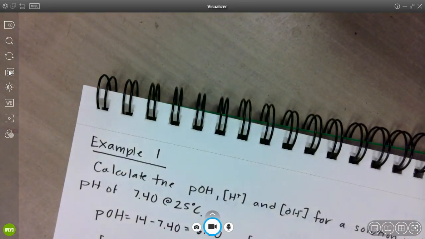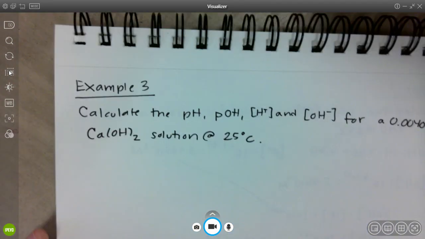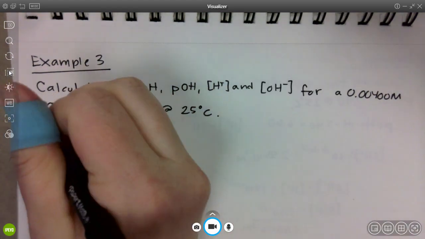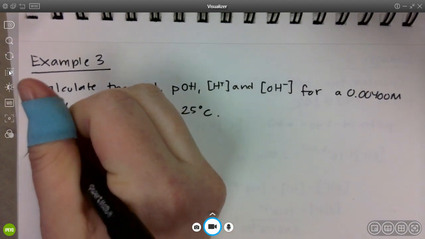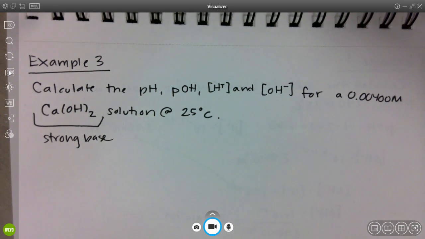All right, one more just for good measure. I feel like it's useful for us to talk about a base in example 3 here. So we're going to do the same process, but this time we're going to be doing this for a calcium hydroxide solution instead of an acid. And if you remember, calcium hydroxide here is a strong base. So being a strong base, it is going to dissociate 100%.